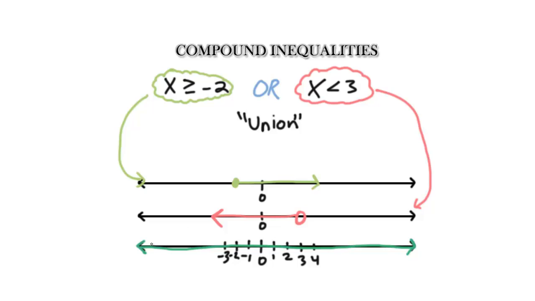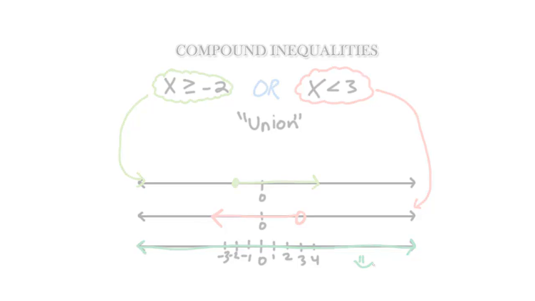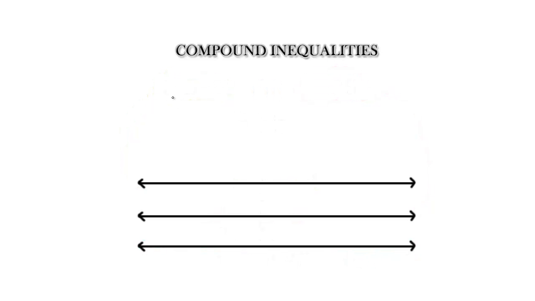Okay, indicated by the third number line here. And so we're done with this one. Alright, let's take a look at this example here. We have 2 is less than or equal to x plus 3 less than or equal to 7.